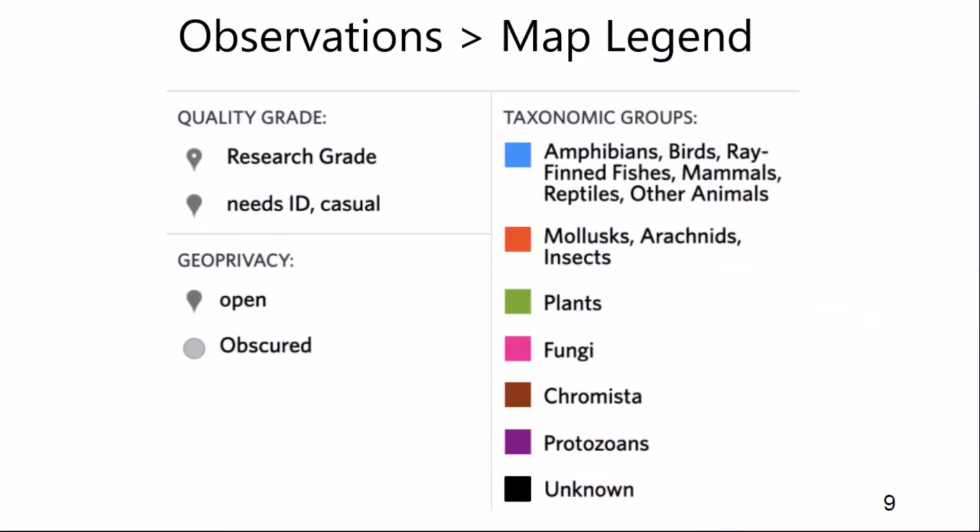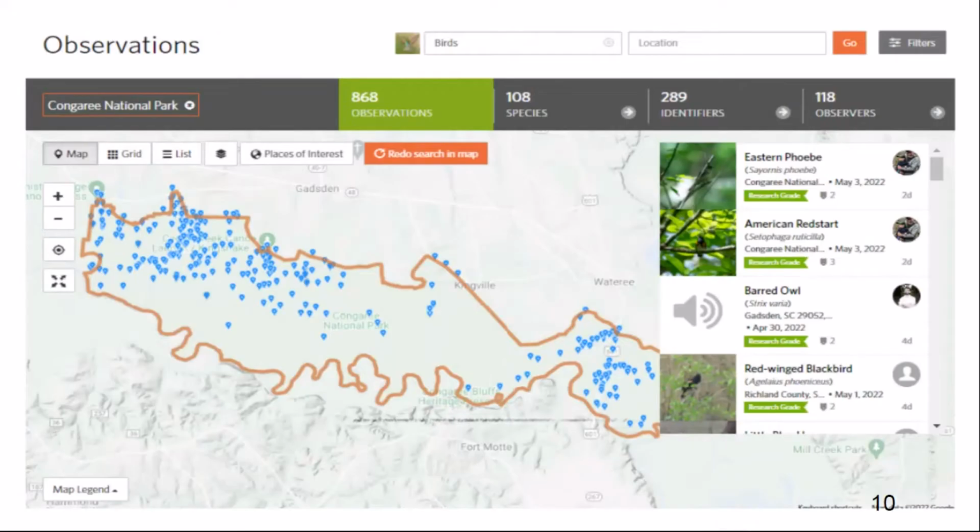They've got them color-coded by taxa, and the general observations are these little push pins. Once they've been identified to research grade, they get a little dot in the center. For geoprivacy, the normal one is a little push pin, and if it's obscured, it's a fuzzy little dot. We'll talk about what obscured means in a minute. Here's a typical one: the birds of Congaree National Park. They're all blue dots.